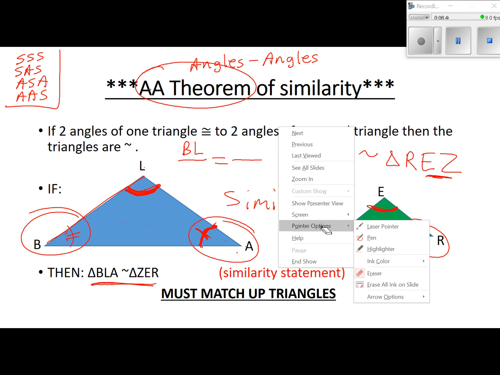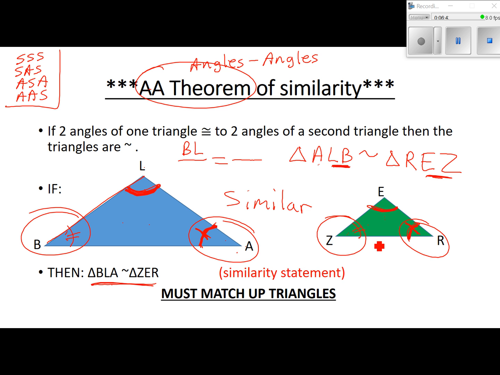There are different ways that you can set up these proportions, but just to make it as easy as possible, I want to match them up this way. So BL matches up to EZ, and then I could pick another side. Maybe I pick LA over here.